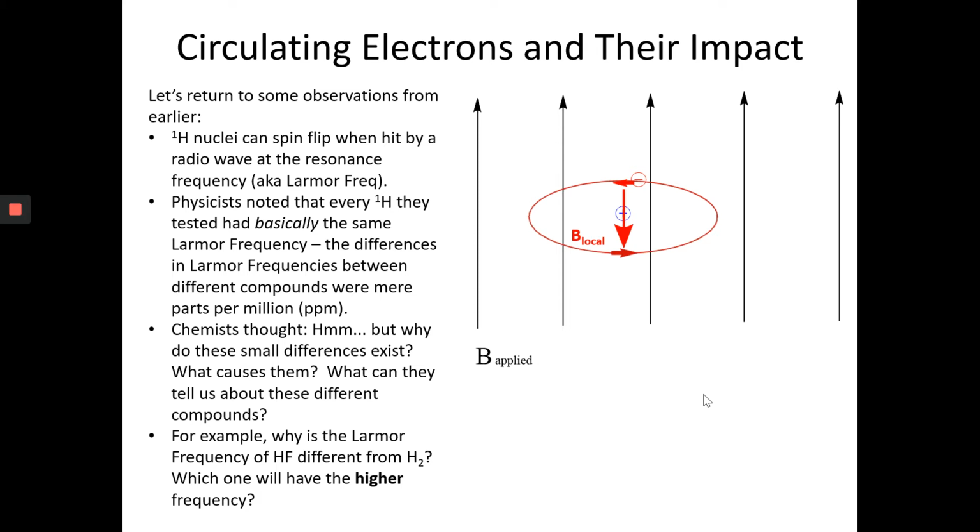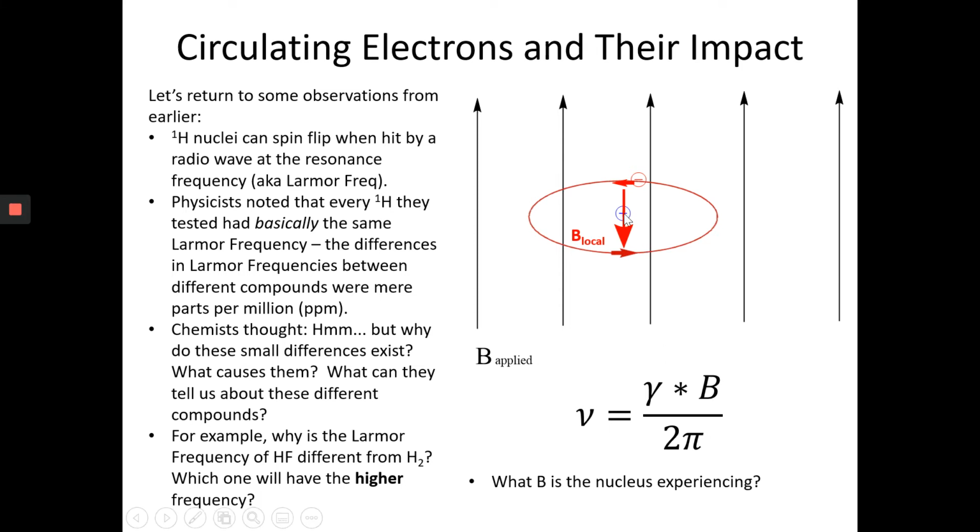So the question that I want you to ponder is, which one will have the higher Larmor frequency? Which one will have the higher Larmor frequency, HF or H2? Remember that the Larmor frequency is directly proportional to the magnetic field that these nuclei experience. But the question is, what magnetic field, what B, is the nucleus actually experiencing?